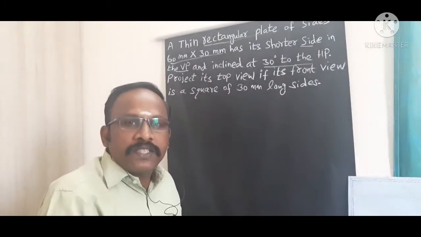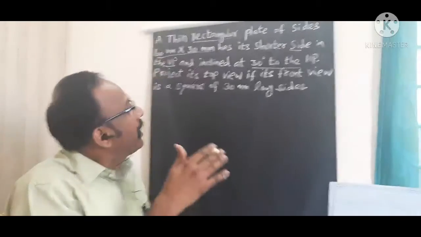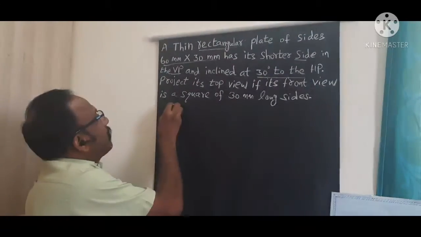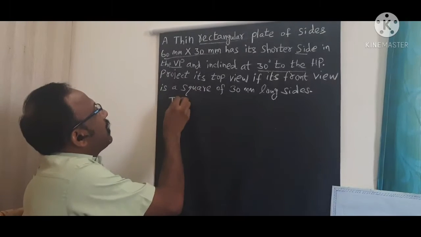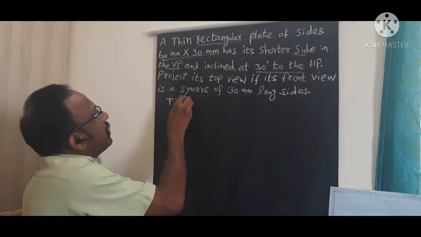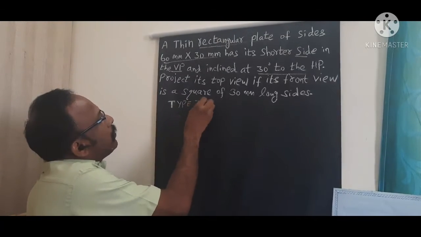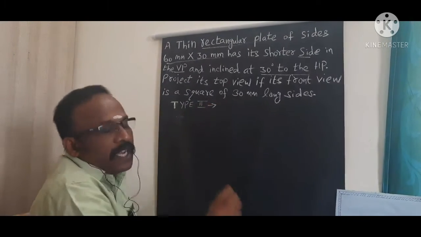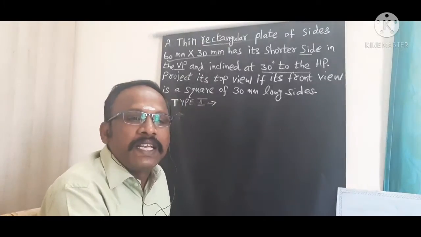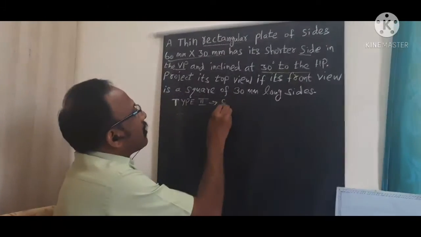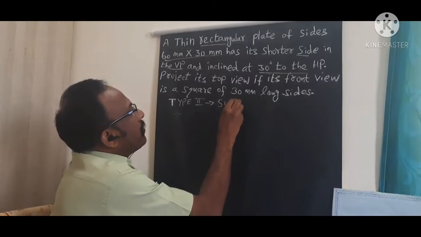So the shorter side is inclined, resting on the VP, which means this is a type 2 problem. From this particular sentence we need to identify that this is a type 2 problem. Type 2 problem means we know that the surface is inclined to the VP. What is that? Surface inclined to the VP.